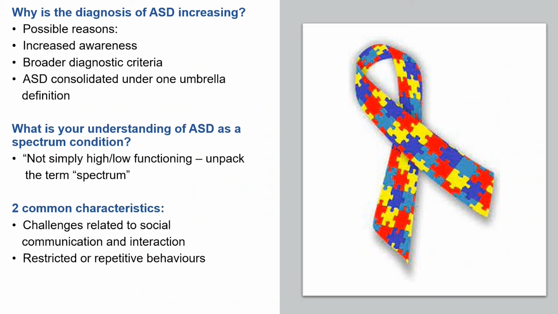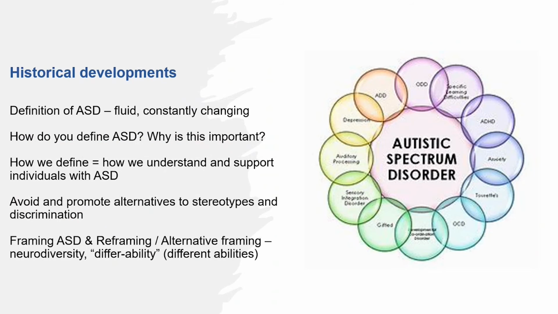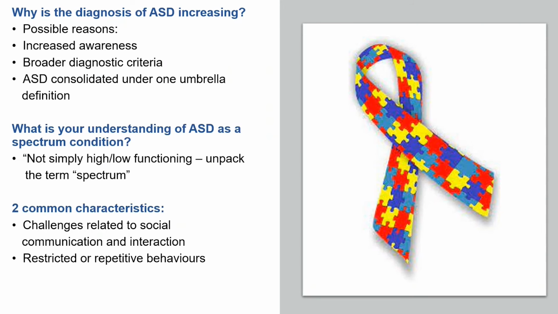And we've argued that there's a need to unpack this term spectrum and actually understand, as you've seen in the previous slide, all the complexities that might also accompany an autism diagnosis. So it's much more complex than just high or low functioning. And of course, if you have high and low, you also have a middle and anything between high and low. So really, there's a need to grapple with what we mean by the term spectrum.